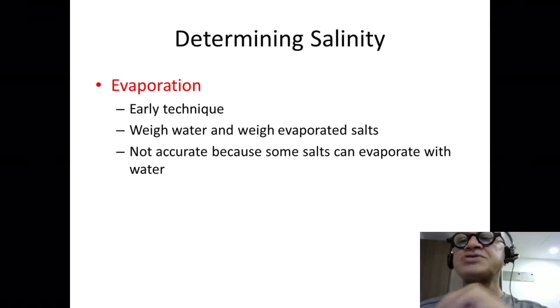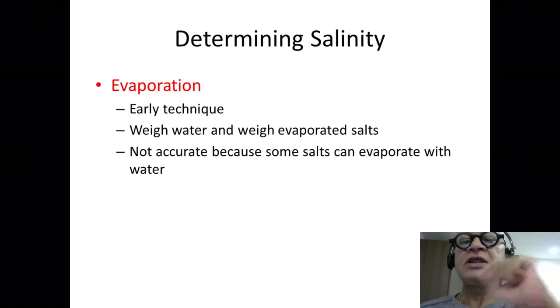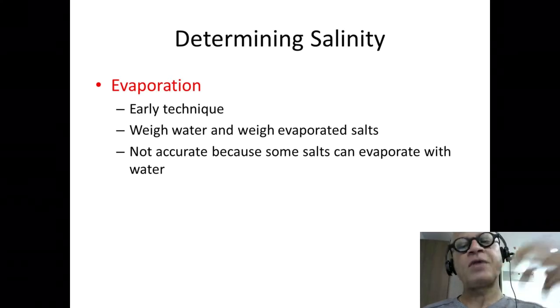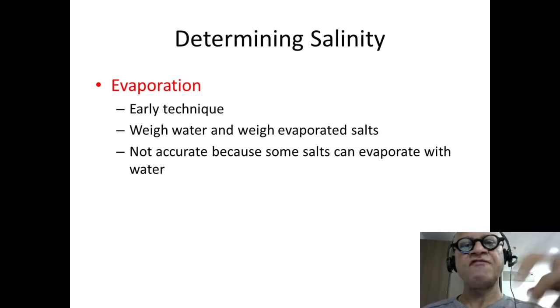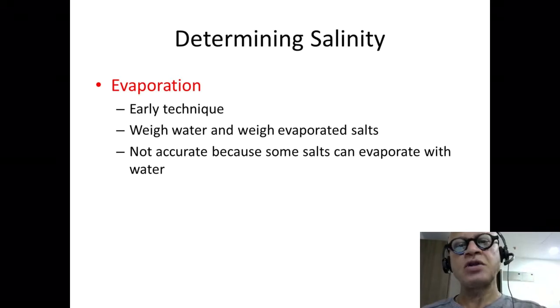So how do we measure salinity? Determining salinity is basically you have to evaporate the water in some way. Early methods were that you take a water sample, you evaporate the water and see what remains. Obviously this is not very accurate because, as we said, some dissolved gases also contribute to the total salinity, and some of the constituents may also evaporate away.